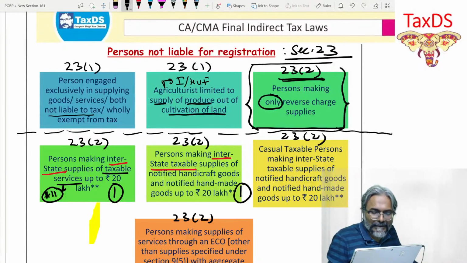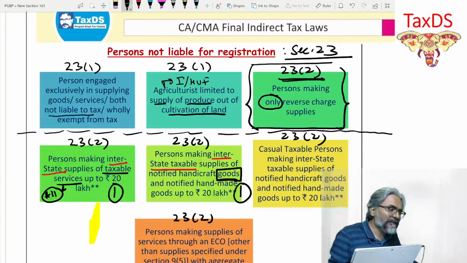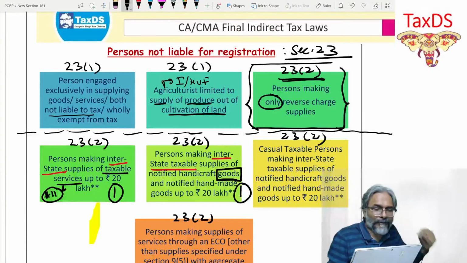Now the next one, students, is about the goods. Can you see that? In this case, the goods. Now, unlike in the case of service where I have said all these taxable services, can I say the same thing for goods? No, it is only one category of goods. Which is that one category?